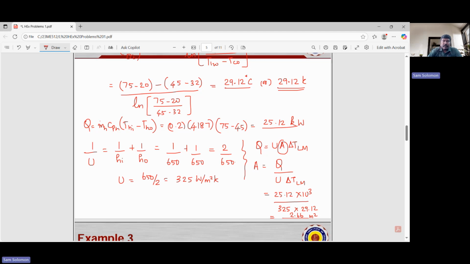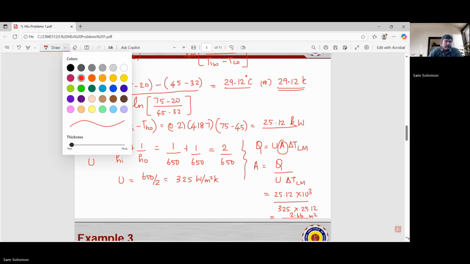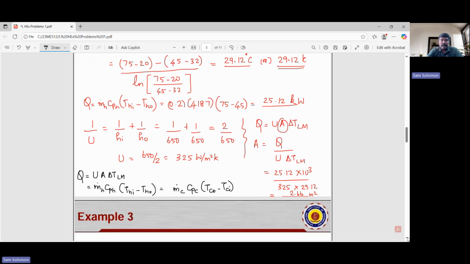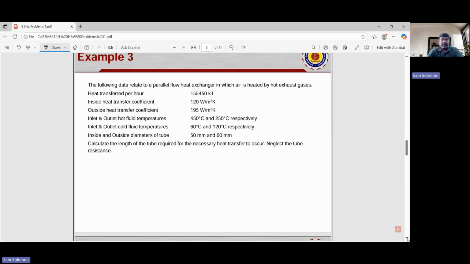So for heat transfer rate, you have got three equations. It's very simple. Either you can use Q is equal to UA delta T Lm, or you can use Q is equal to m dot h Cph Thi minus Tho, or you can use m dot c Cpc Tco minus Tci. So these are the basic equations that we have used in solving the problem. And for any problem in heat transfer, these equations are going to be the fundamental equations. Okay. So now let's look at problem number 3.